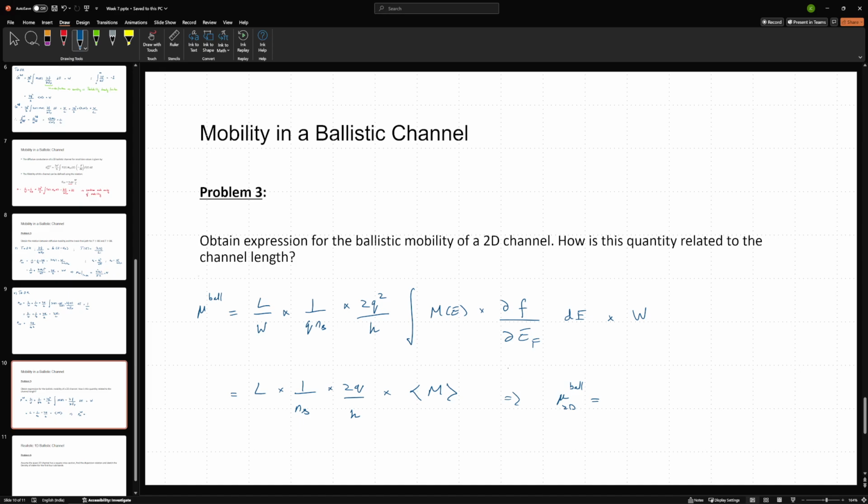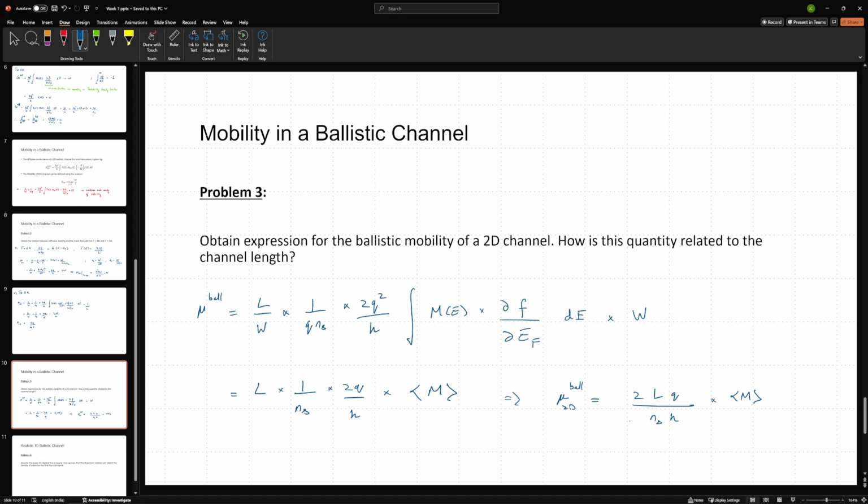But here, as you can see, the ballistic mobility is going to be 2 into L into Q divided by NS times H into this quantity right here. So as you can see, the ballistic mobility increases with the length. What does this mean now? Does this mean that the ballistic mobility will keep on increasing as my channel becomes longer and larger and larger? Well, yes, it kind of will.